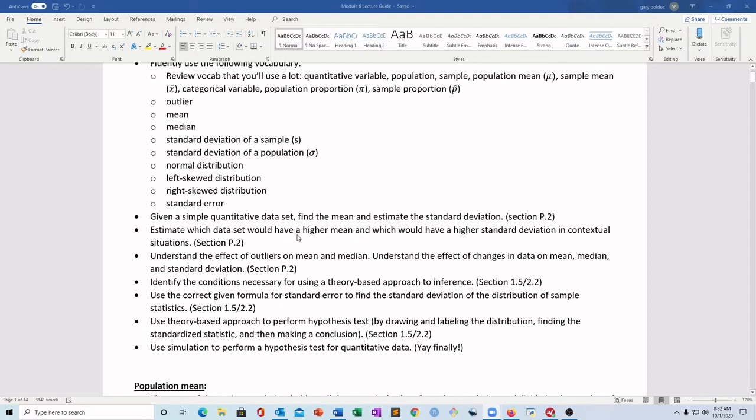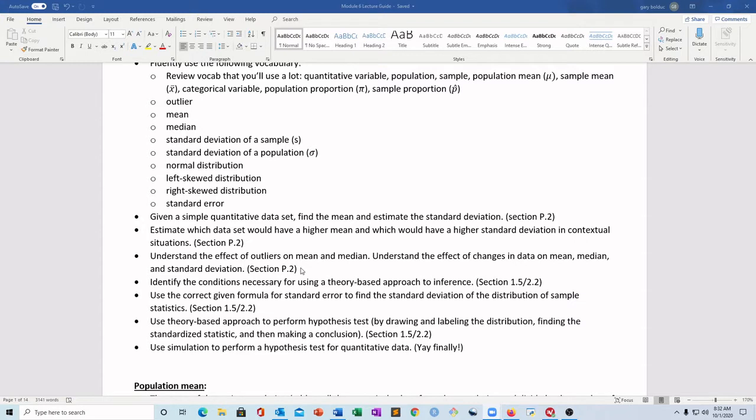So you can see here the topics of this module broken up by section. And you see the first three are all actually going back to section P.2. And so what we're going to do is take a little bit deeper dive into the idea of the median, the mean, and the standard deviation. And you're going to be looking at problems where you have to take some data and try to get a feel for each of these quantities.